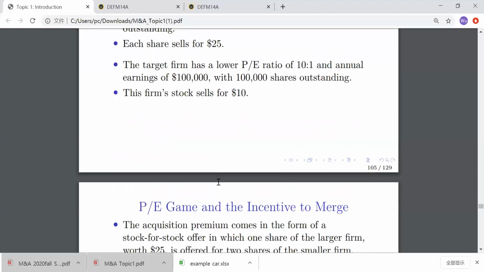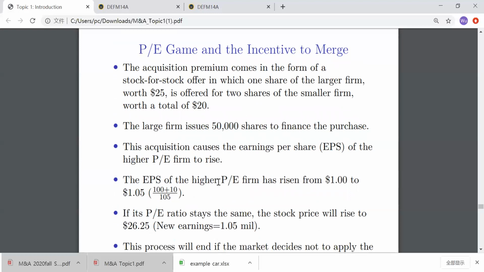Now, the acquirer is going to use a stock-for-stock transaction, meaning it's going to make a stock offer where one share of the larger firm, which is worth $25, is offered for 2 shares of the smaller firm. So there's a $5 premium for the acquired stock. Two shares of the smaller firm are only worth $20, while one share of the bigger firm is worth $25. The larger firm therefore issues 50,000 shares to finance the purchase.